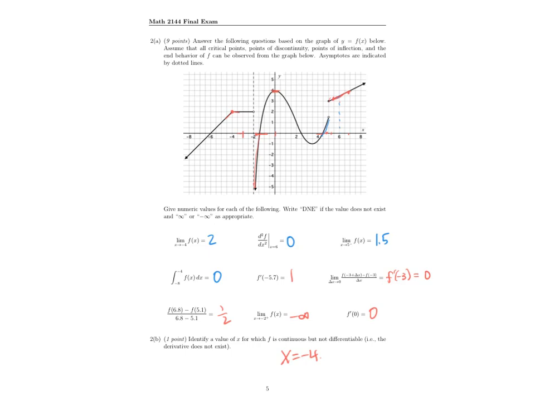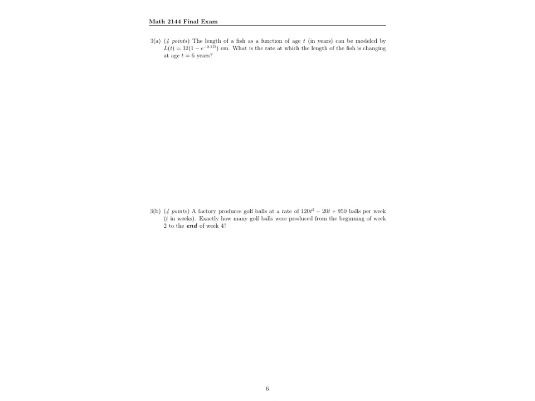So then it says the length of a fish as a function of its age can be modeled by that equation. What is the rate at which the length of the fish is changing at 6 years? So what I want to do is compute the derivative of that function and then plug in the value 6. So what is L prime of t?